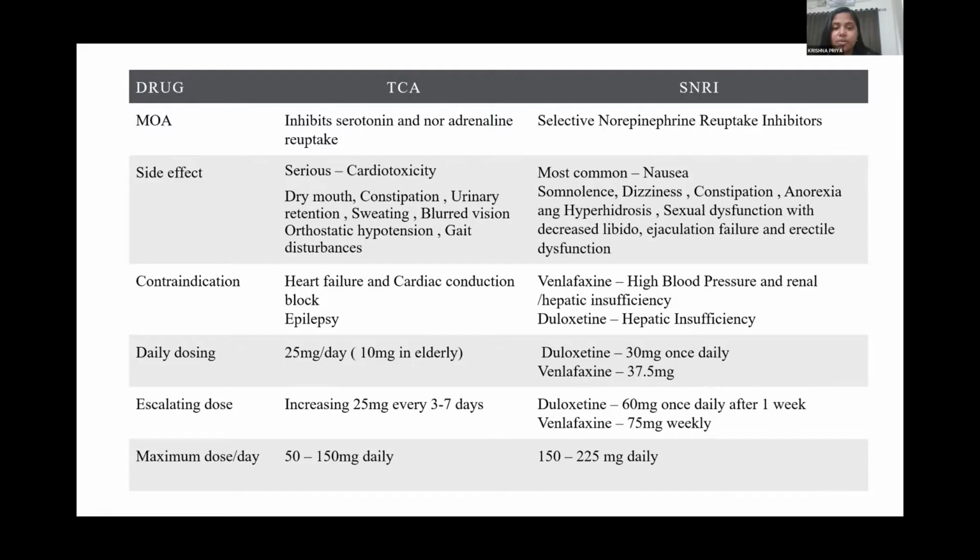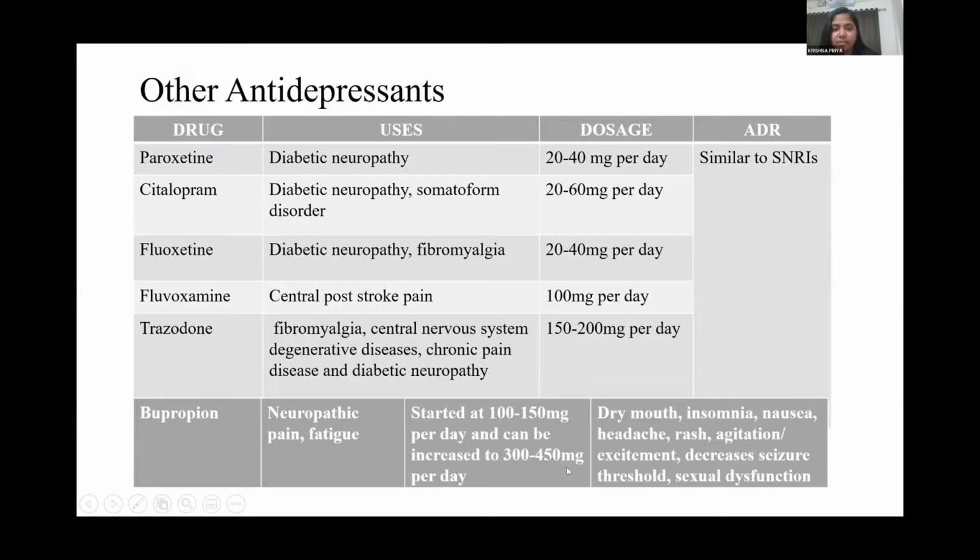The daily dosing could be 25 milligrams per day, and in the elderly we have to reduce the dose to 10 milligrams per day. Duloxetine we can start from 30 milligrams once daily and raise up to 120 milligrams per day, and venlafaxine we can start from 37.5 milligrams. The maximum dose is 50 to 150 milligrams daily for TCAs, and for SNRIs it is 150 to 225.